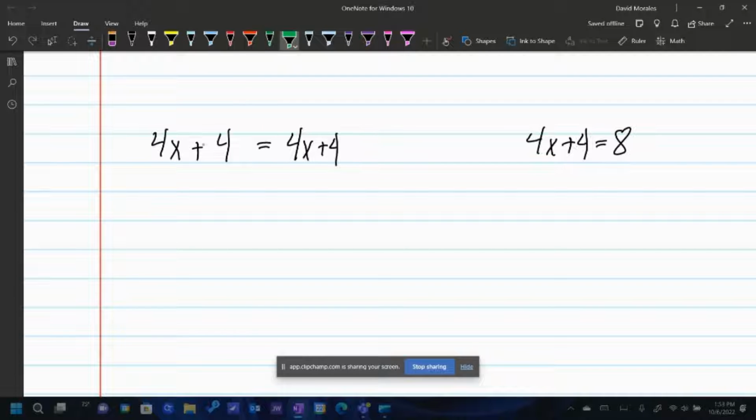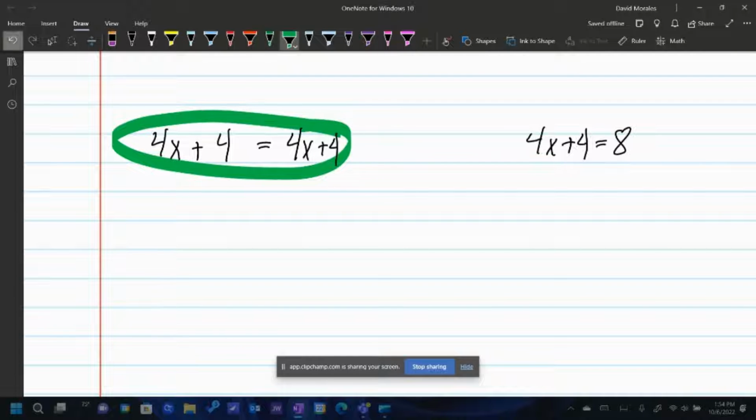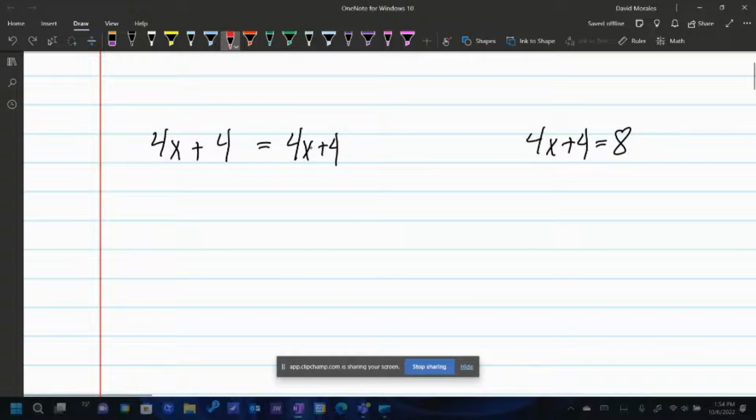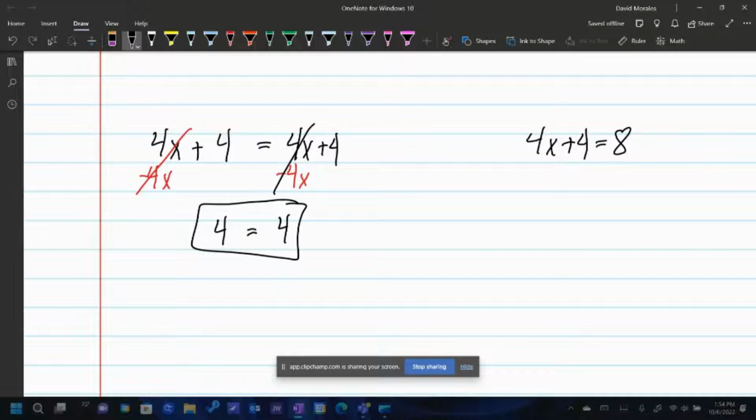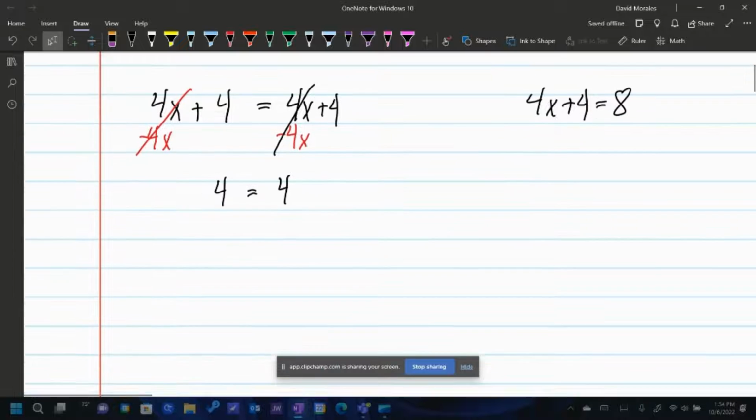And if that's the case, then you end up with either infinite solutions or no solutions. So for example, let's try to solve this problem right here. You try to get x by itself. So let's move this x over here. You subtract 4x on both sides, and that leaves you with 4 equals 4.